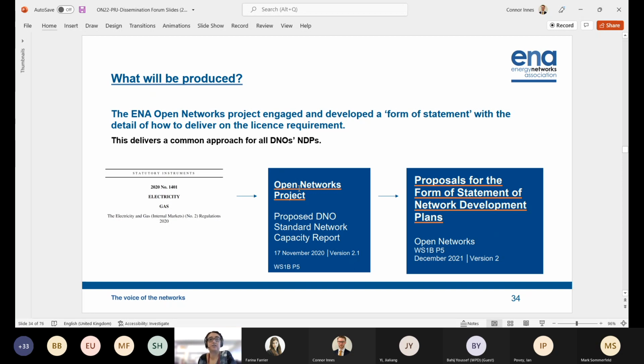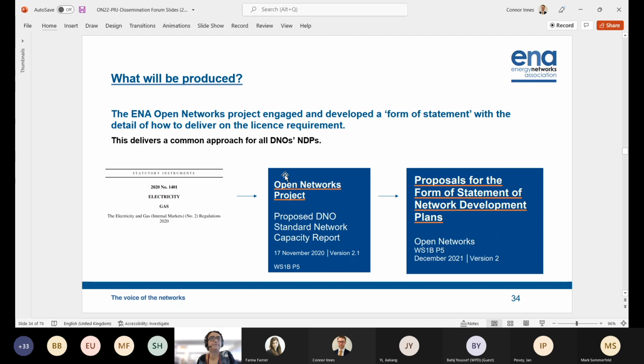So at the end of last year, the full form of statement for the network development plan was published, and that's a public document on the Open Networks website. And that has been what we've used to set those NDPs for publication this year.